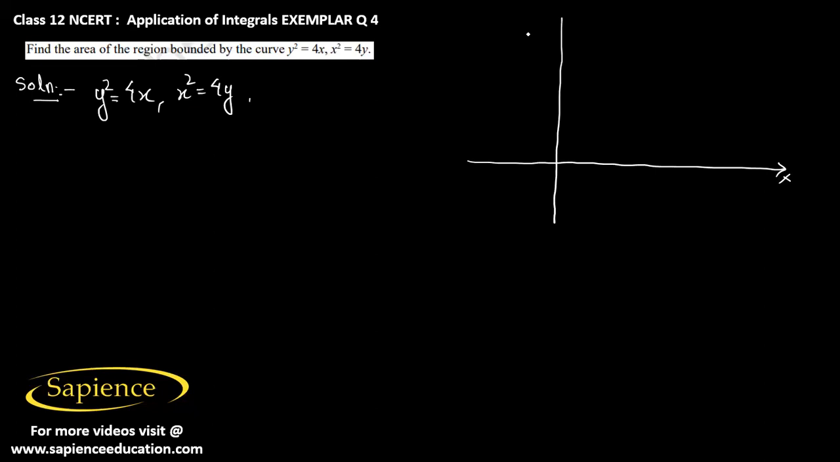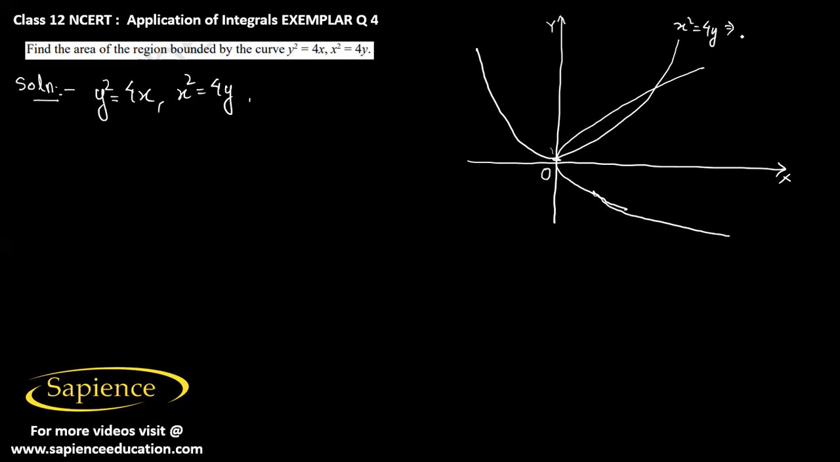Let's say this is the x-axis, this is the y-axis. So y square equals 4x will be a parabolic curve which will pass through the origin, and it will be somewhat like this. This is the origin, and x square equals 4y, the graph will be somewhat like this, which will pass through the origin also. So the equation of this graph is x square equals 4y. We can write it as y equals x square by 4, and this one is y square equals 4x. So if we solve it, we will get y equals plus minus 2 root x.